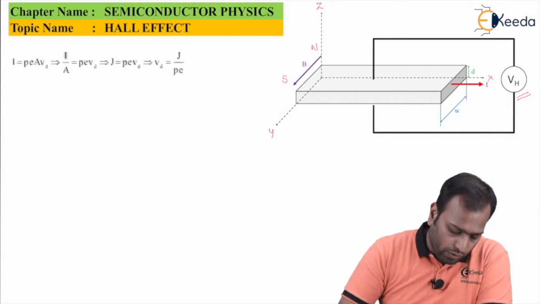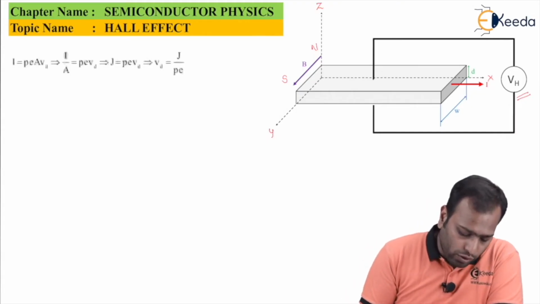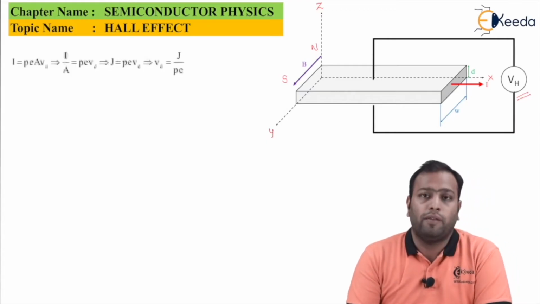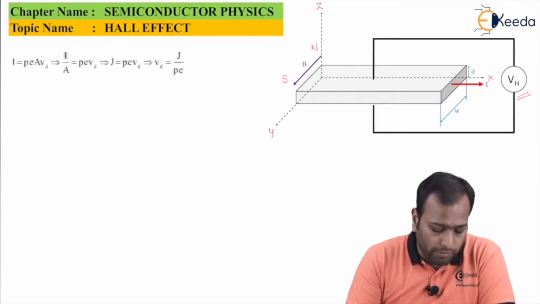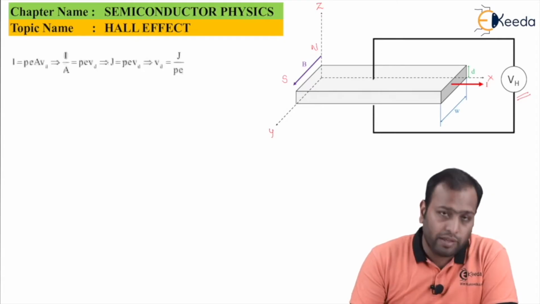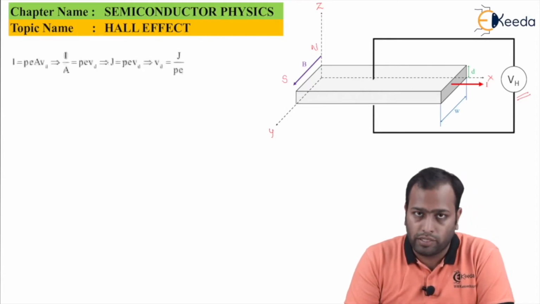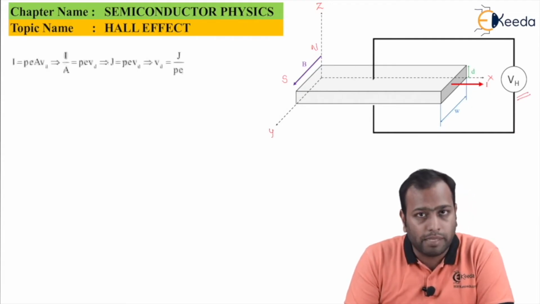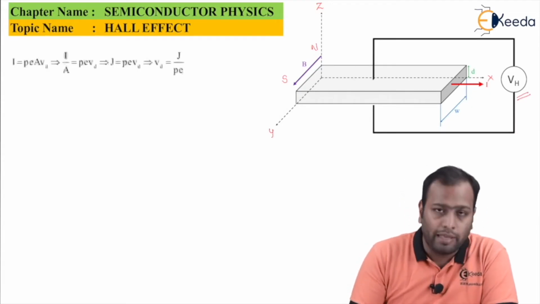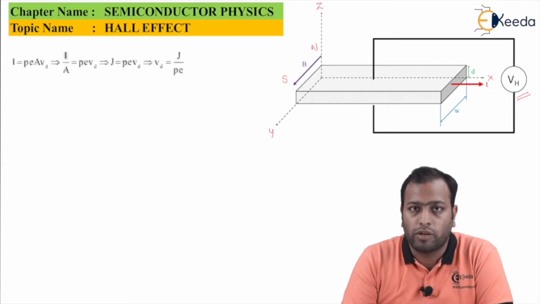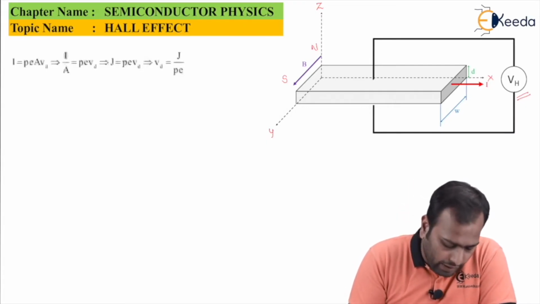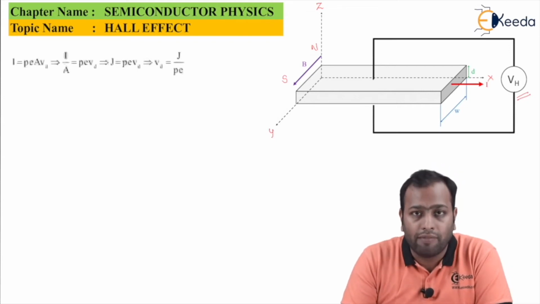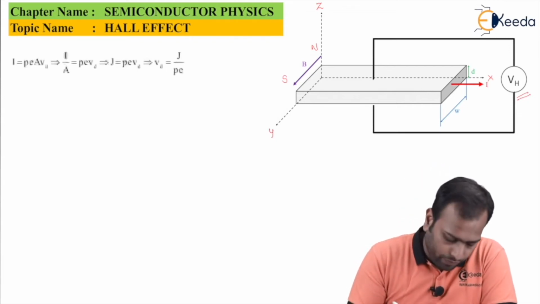Now we know that I is equal to P into E into A into VD. Well, where does this equation come from? This equation comes from the previous class, wherein we have computed the current equation for a majority carrier. In this case, since it is a p-type semiconductor, we are using P as the denotation for the majority carriers. E is the charge of the hole, of course, A is the area, and VD is the average drift velocity.